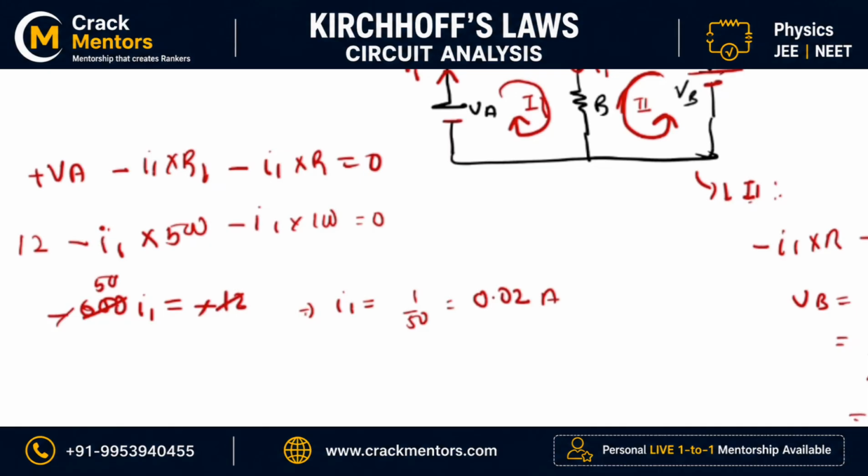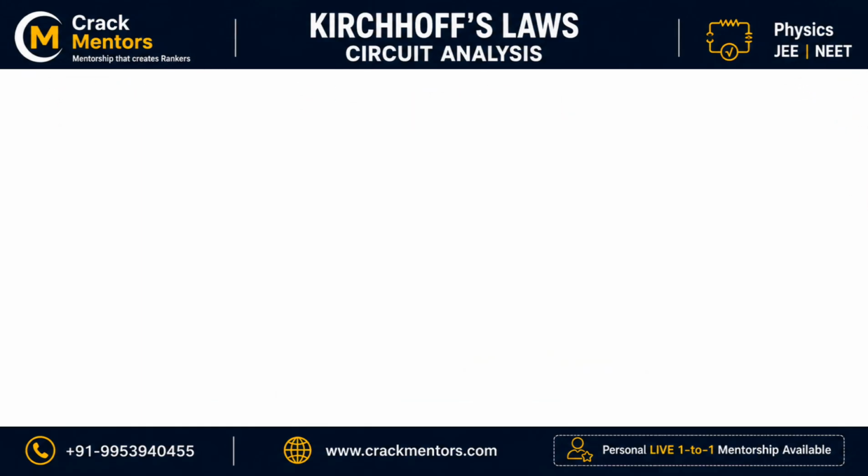So the voltage of the cell VB is 2 volt. Just see how easy this was. Definitely some merits and demerits are present everywhere. Let's do another question.